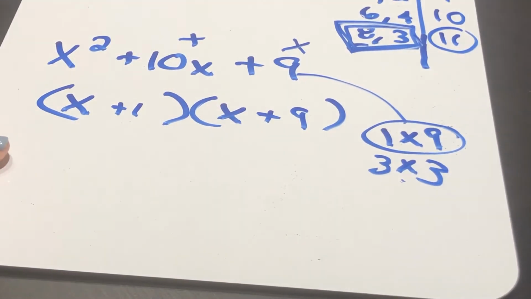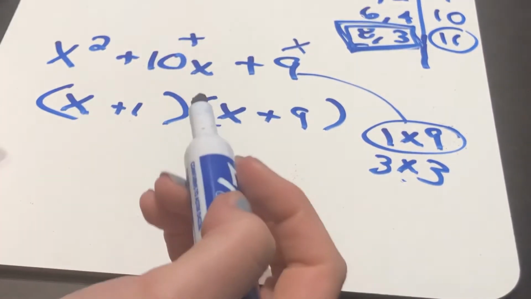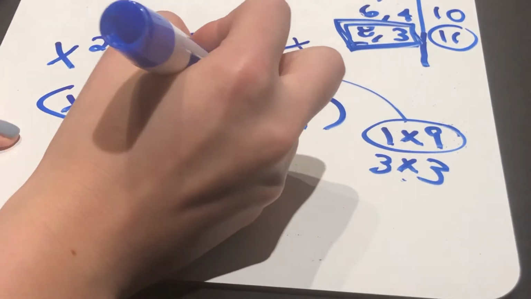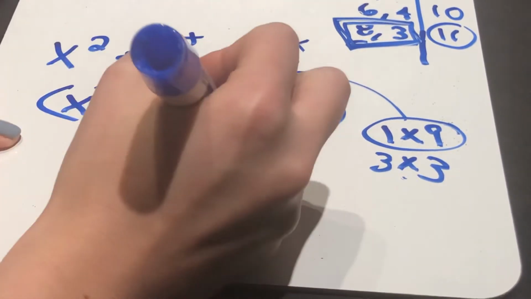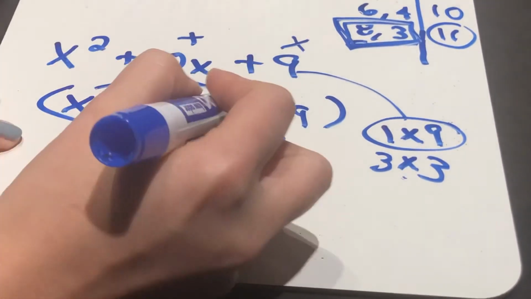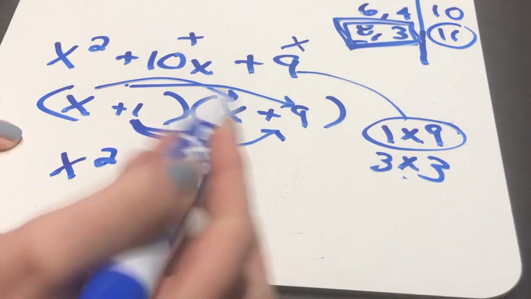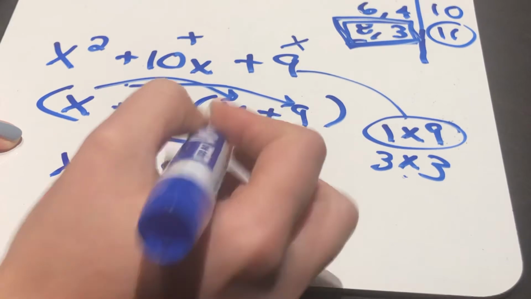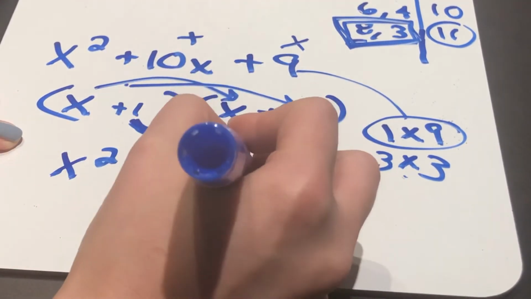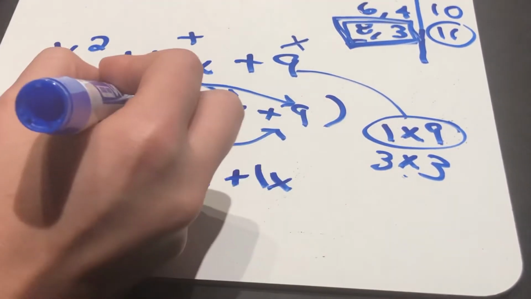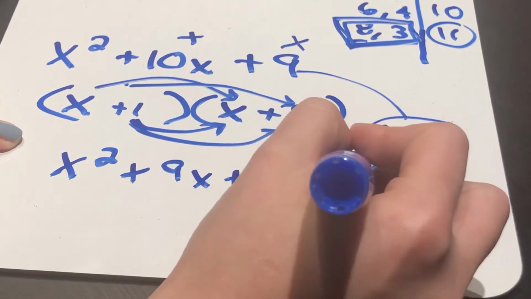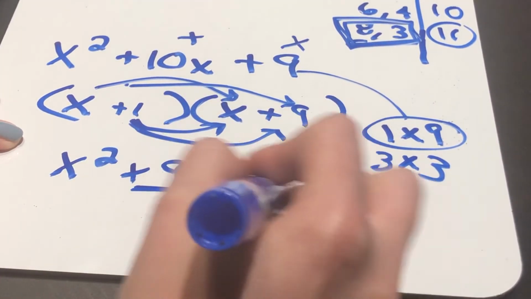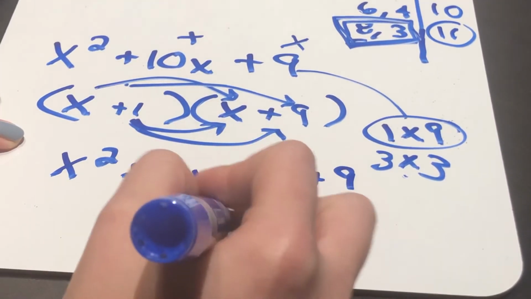Very simple. How do you know if you're right? How do you know you did it right? Well, let's FOIL it and see. X times x, x squared. X times 9, 9x. 1 times x, 1x. 1 times 9, 9. I have like terms. 9x plus 1x, 10x.